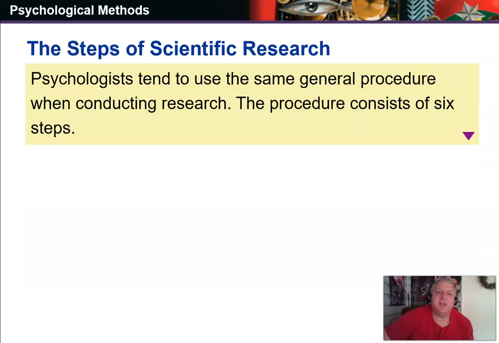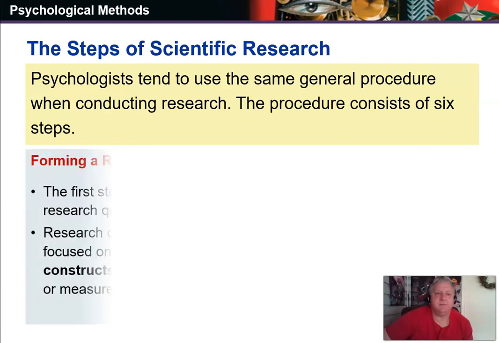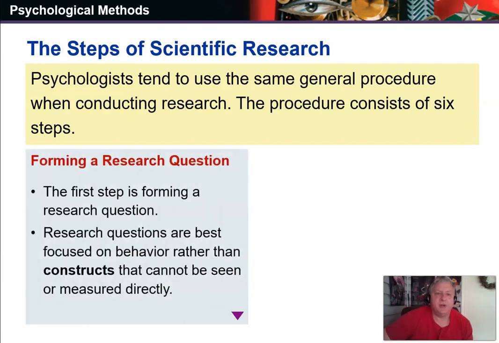Psychologists tend to use the same general procedure when conducting research. The procedure consists of 6 steps. The first step is forming a research question. Research questions are best focused on behavior rather than constructs that cannot be seen or measured directly.